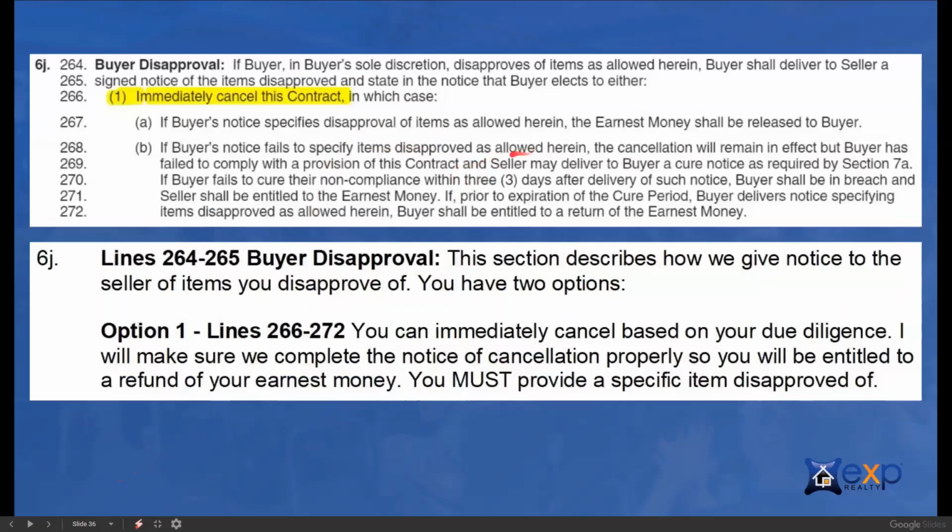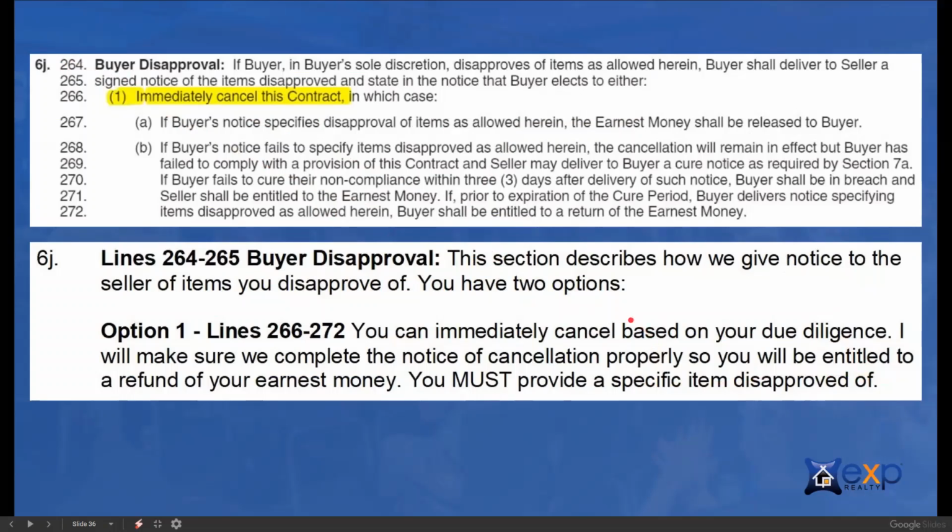Okay, 6J, buyer disapproval. I explained this section, these first 2 lines, by saying this section describes how we give notice to the seller of items you disapprove of. You have 2 options. Option 1 starts right there in the contract. You can immediately cancel based on your due diligence. I will make sure we complete the notice for cancellation properly, so you'll be entitled to a refund of your earnest money. Now you must provide a specific item disapproved of, and that is very important to know.